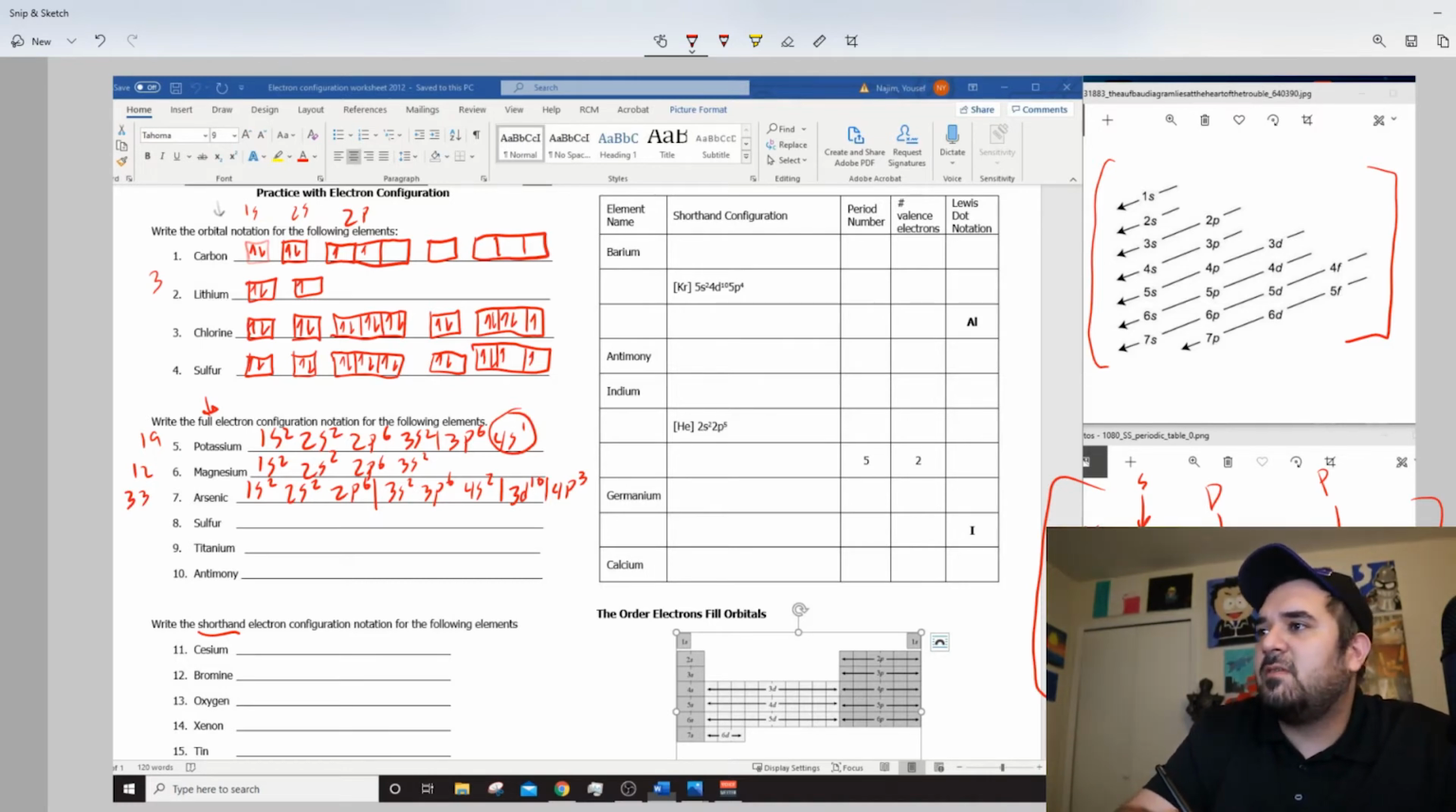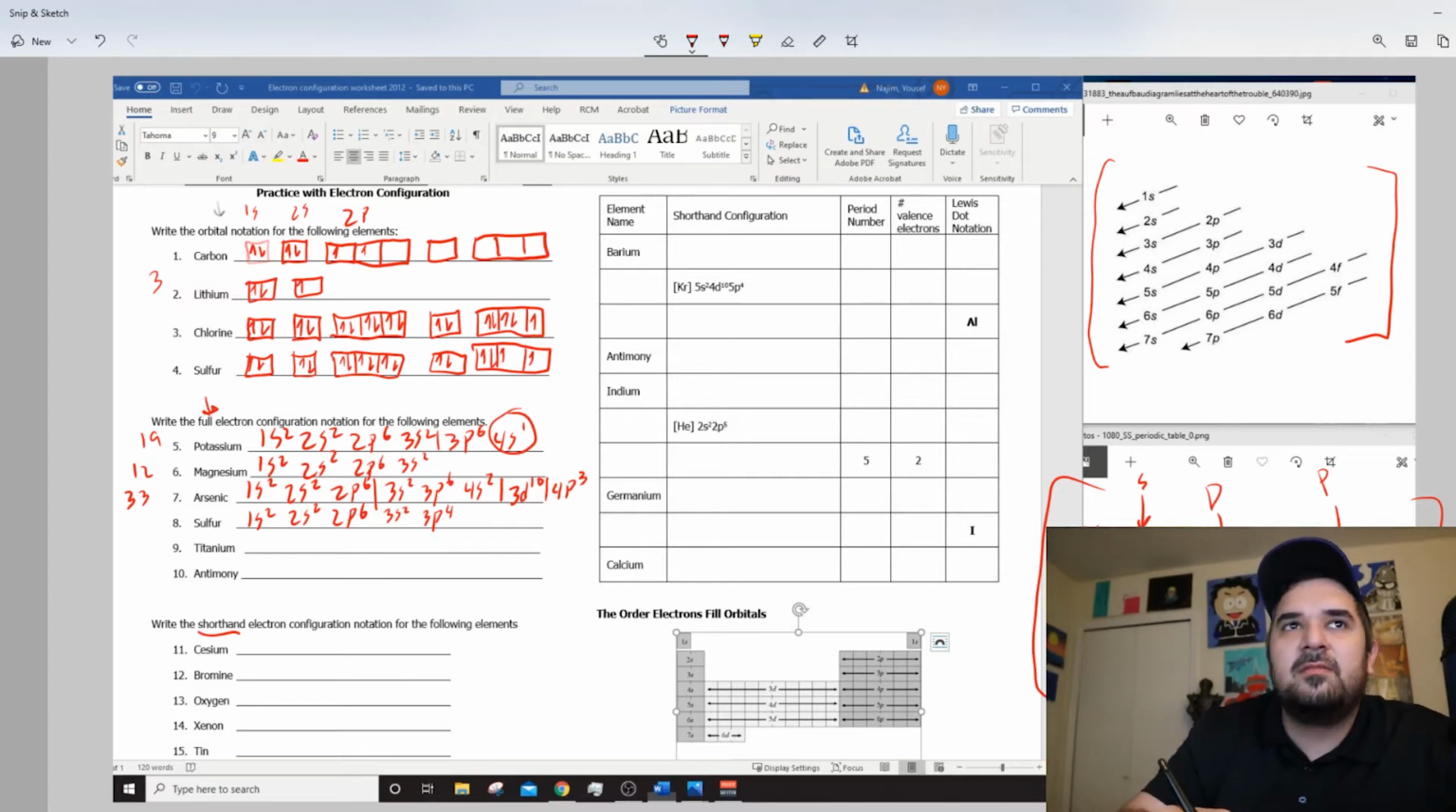All right, next one we have is sulfur. Sulfur is going to be 16, so let's go ahead and get it. That's going to be 1s2, 2s2, 2p6. So we're at 10 so far. We need 6 more. So after 2p6, we have 3s2, and now we're at 12. We need 4 more, and it's going to be 3p4. If we look at 3p4, this is 3p1, 3p2, 3p3, 3p4 puts us right at sulfur.